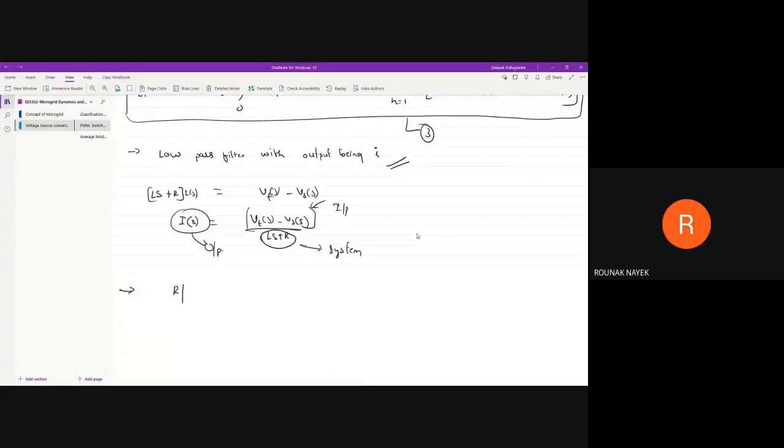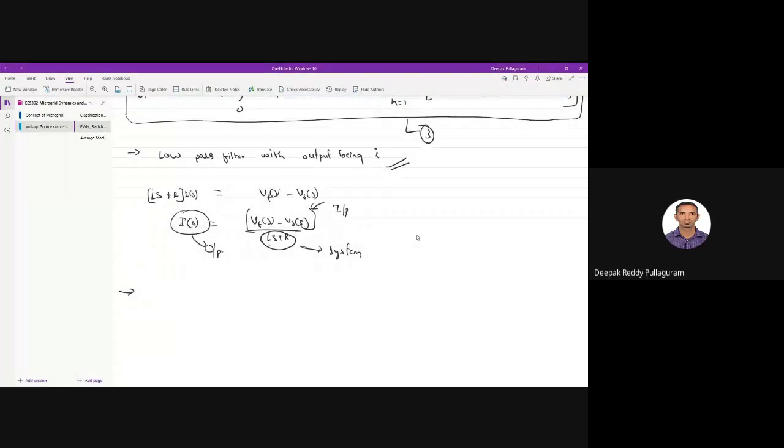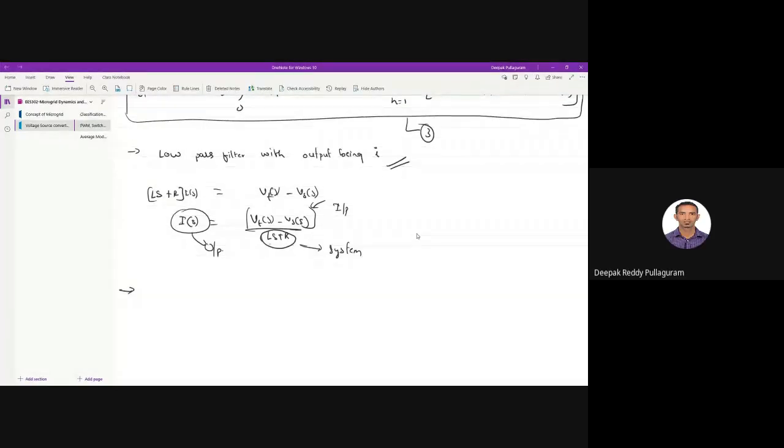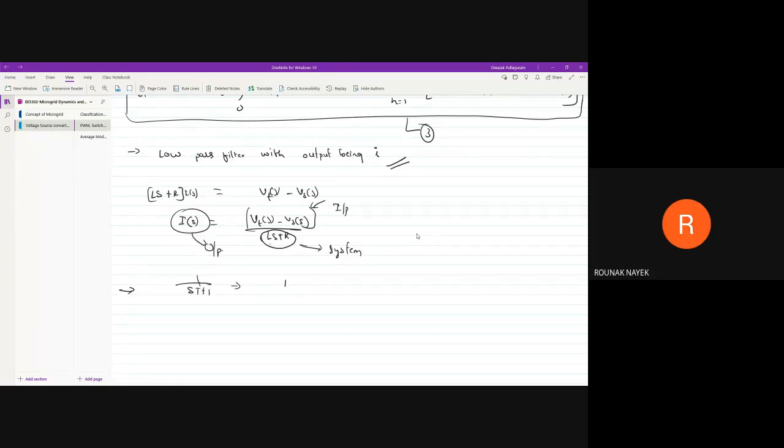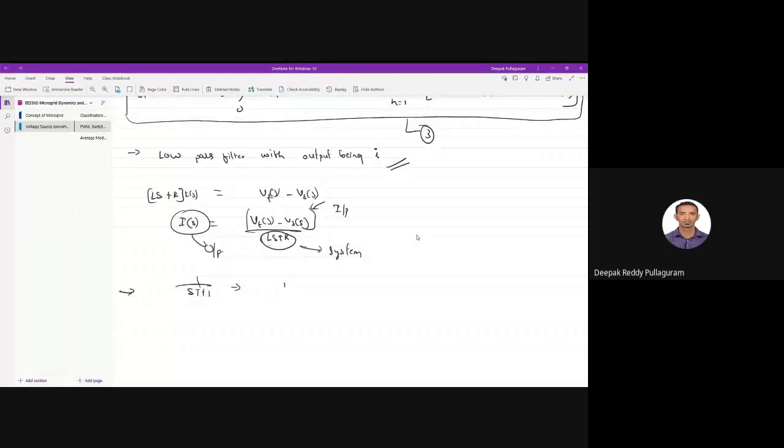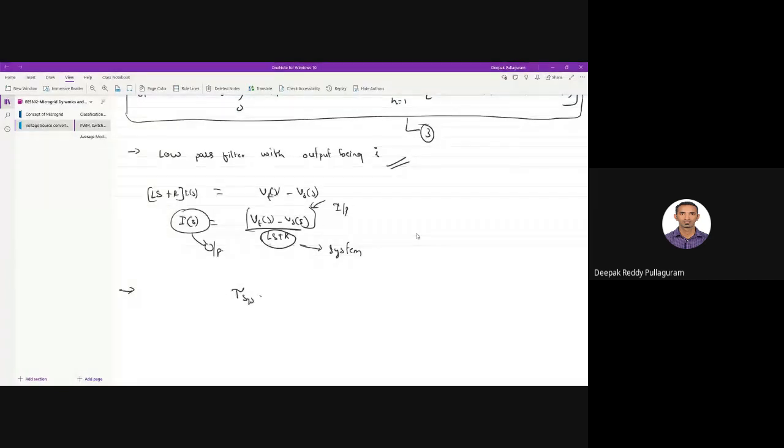Fifth harmonic, seventh? No, you can't say it by harmonic count. Rather, you need to say it in terms of cut-off frequency and time constant. What is the time constant of the system? If you write 1 by st plus 1, what is the time constant? L by R or R by L, whatever you say. Okay, the time constant tau is L by R.